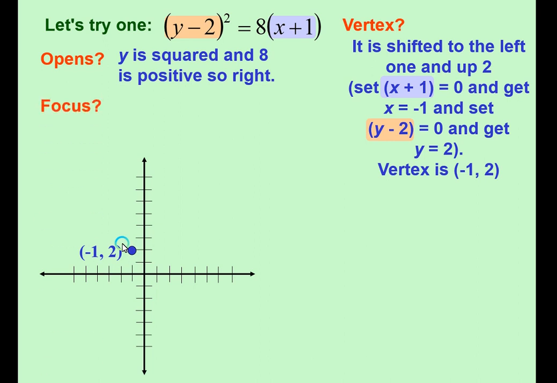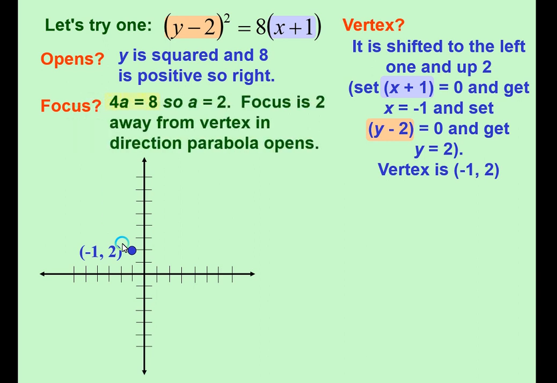Next, what is the value of our focus, or where should our focus be located? So we have y minus 2 squared is equal to 8 times x plus 1. So considering our 8 is our 4a, so 4a is equal to 8.